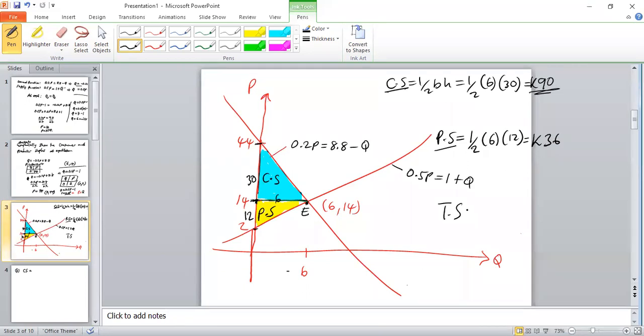Then they said find the consumer surplus, the producer surplus, and TS. TS is the total surplus. So total surplus is just consumer surplus plus producer surplus, which is 90 plus 36. It's 126. 126 kwacha, it's in kwacha. Any questions?